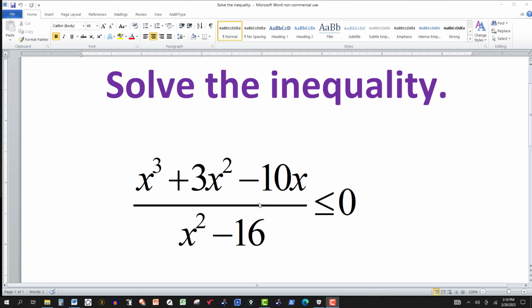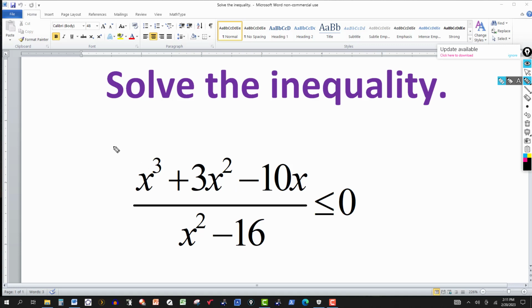And sometimes you'll have to add rational expressions, find the lowest common denominator, and so forth. This one is pretty much set up the way we want it. We want the left side as a single expression in simplified form, and we want the right side as 0. And then what we're going to do is factor the numerator.